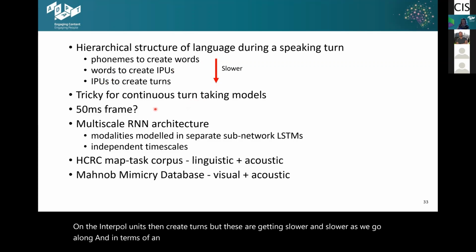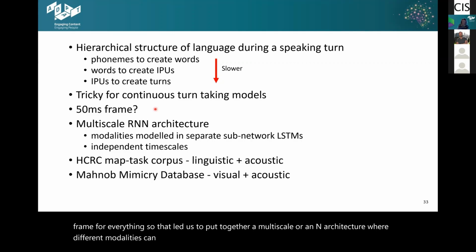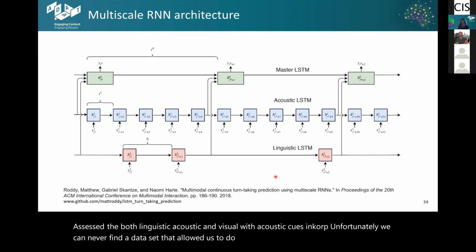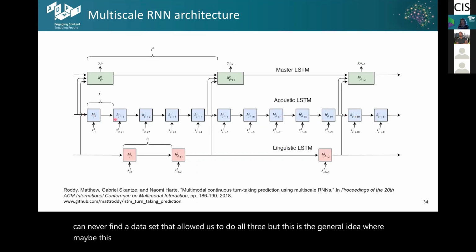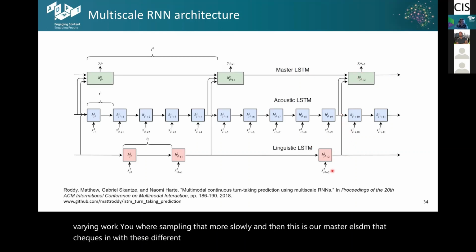Now, we have an ACL paper on this where we've assessed both linguistic with acoustic and visual with acoustic cues. And unfortunately, we can never find a data set that allowed us to do all three, but this is the general idea. Maybe this is the acoustic LSTM, you can see that at a high data rate, whereas the linguistic LSTM, we're sampling that more slowly. And then this is our master LSTM that checks in with these different layers in our multi-scale architecture at different times.